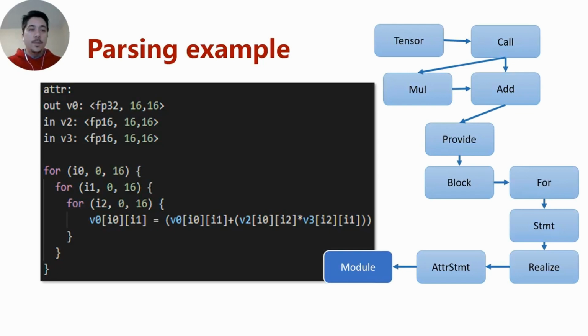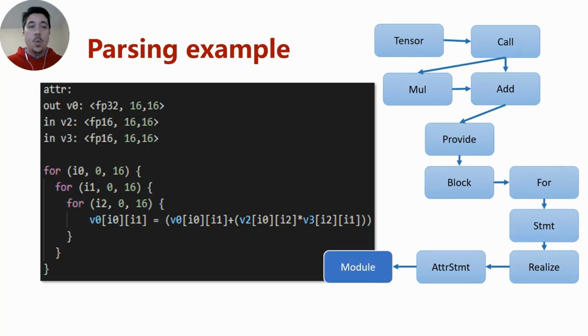We have here three tensor definitions, three nested loops, and an instruction that performs a matrix multiplication. When we read this with our parser, we're actually building the objects that you see on the right side. We have a tensor, a call object, multiplication, addition, etc., and the additional objects that we need to build the module.